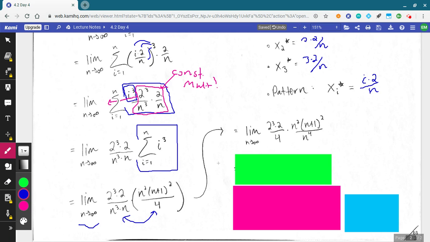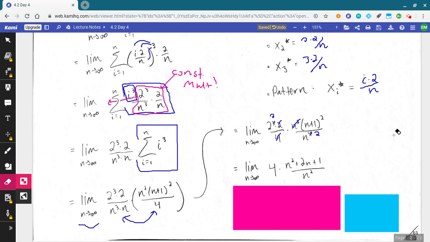Now over on the left, our 4, as it did yesterday, will cancel off with 2 of the 2's up top. We'll just get left with 4 out front. And then the n squared will cancel off with 2 of the n's in the bottom. Here I've gone through and distributed out this n plus 1 squared. That is n plus 1 times n plus 1. Distributing that all out, we get n squared plus 2n plus 1. Now out of the whole numerator, we can pull out this n squared. So we'll get 2n over n squared and 1 over n squared up top. And we'll slide out the n squared on the bottom as well.